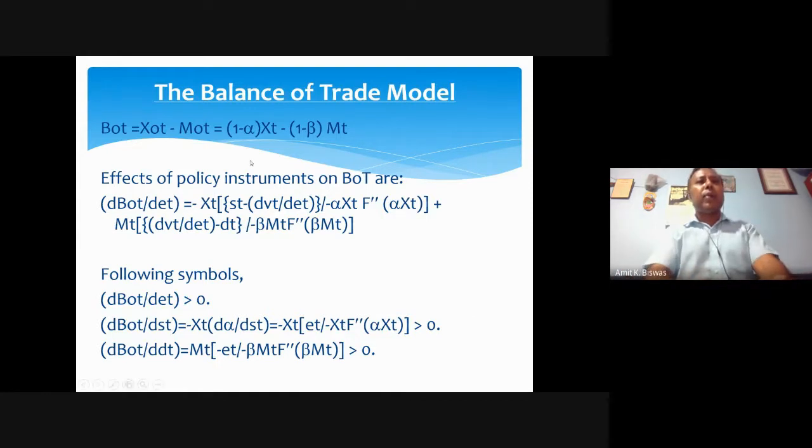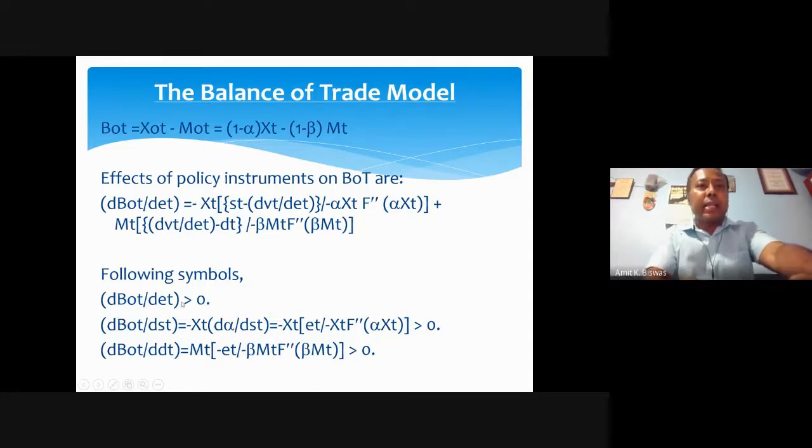You see, BOT equal to official BOT. I'm not talking about actual BOT. Official BOT is your XOT minus MOT. But in your GDP, one should think of XT minus MT. But you are fabricating. Both Himadrija and Tanushree are fabricating, and therefore we get a balance of trade which is not actual. And we can say that this is (1 minus alpha) XT minus (1 minus beta) MT. Now you see the questions I raised at that time.